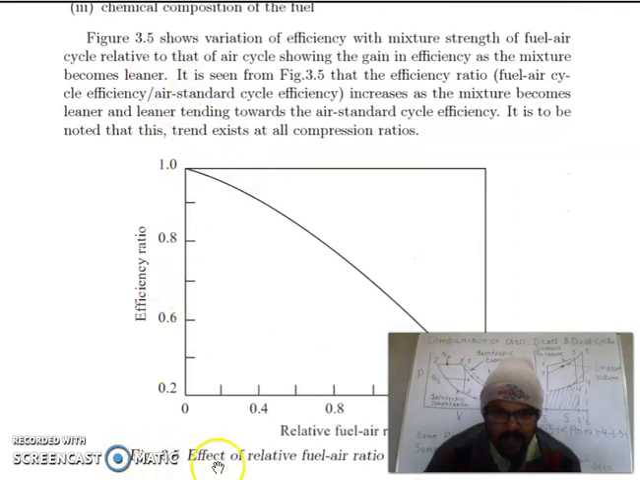Figure 3.5 shows the variation of efficiency with the mixture strength of the fuel air cycle relative to that of the air cycle, showing the gain in efficiency as the mixture becomes leaner. It is seen from figure 3.5 that the efficiency ratio, which is fuel air cycle efficiency to air standard cycle efficiency, increases as the mixture becomes leaner and leaner, tending towards the air standard cycle efficiency. It is to be noted that this trend exists at all compression ratios.